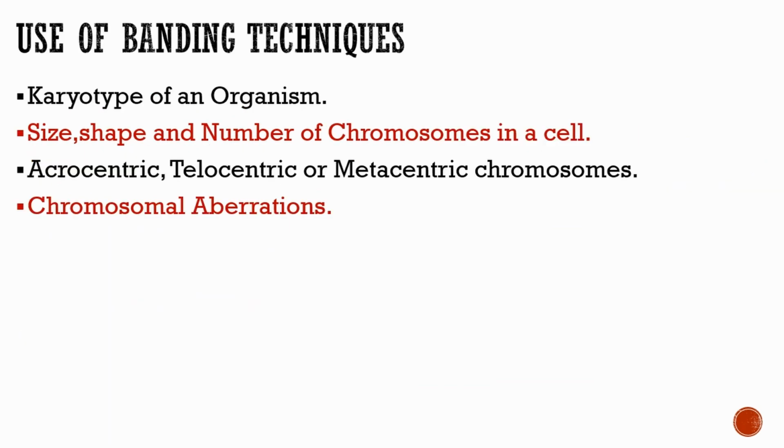Banding techniques can be used for the karyotyping of an organism, for the size, shape, and number of chromosomes in a cell, for determining the types of chromosomes, whether acrocentric, telocentric, or metacentric, and for determining various chromosomal aberrations.